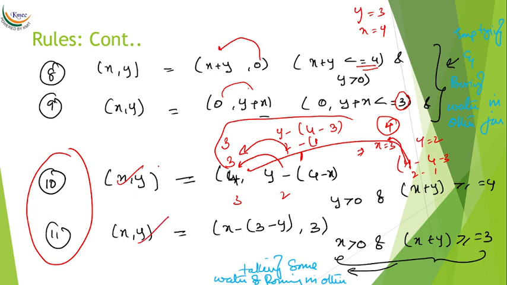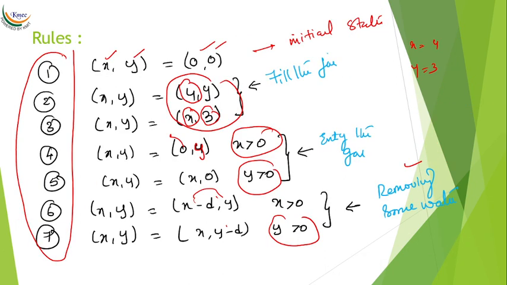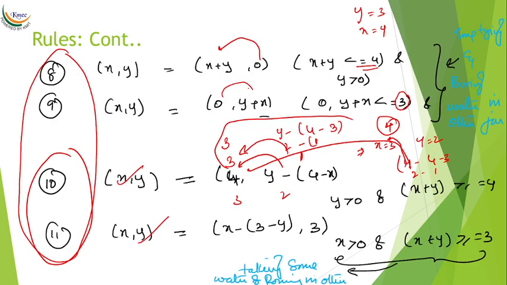So these are the rules which we have made, and these are very important rules. For an example, again I'll tell you: initial stage, then we fill the water, then empty the jar, remove some water, then combine them and fill one, then remove how much water you want. Based on those rules, we have to design this.